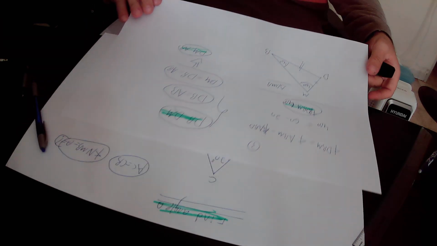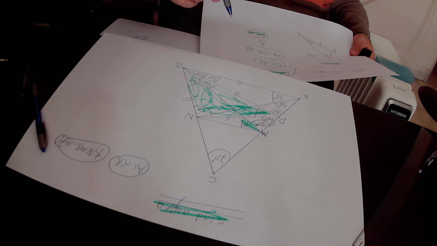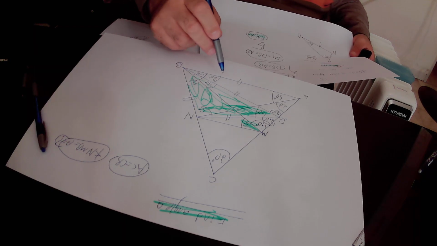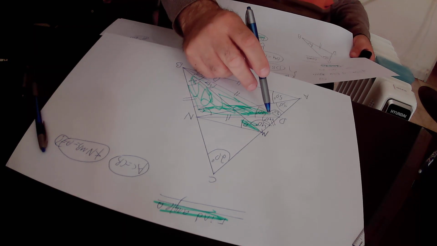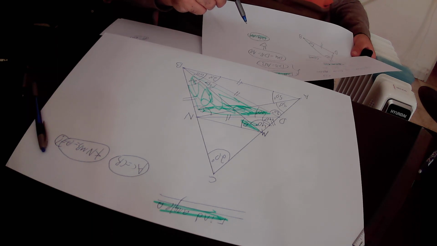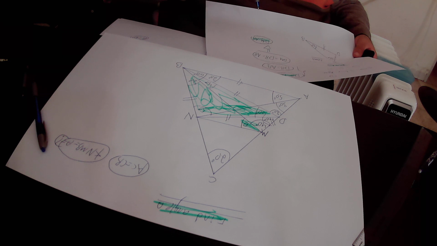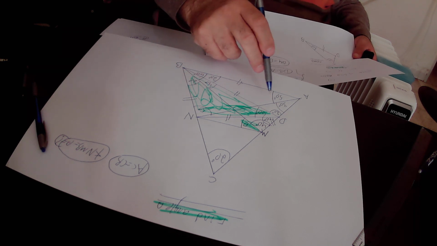I wrote in the original drawing that side DB equals side DM. Okay, DB equals DM. Then we join points D and N together by a straight line.